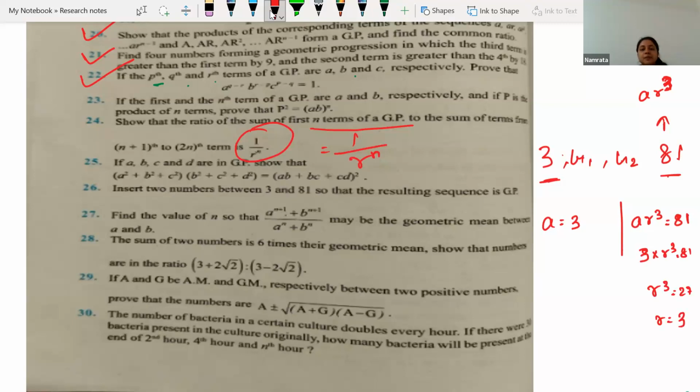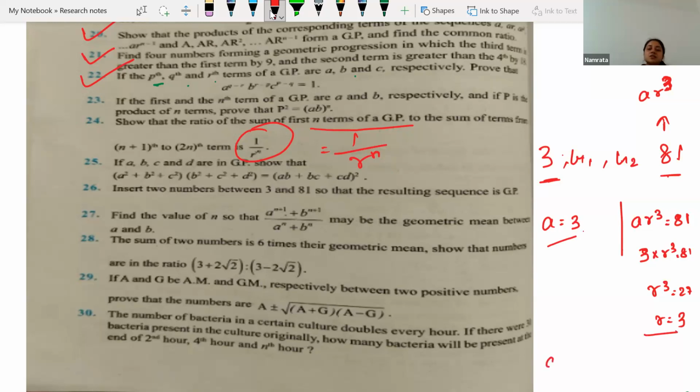Yes, ma'am. So we have inserted two numbers, G1 and G2, but we don't know what to take at that place. However, we can note down from here that the first term is 3 and the last term, or the fourth term, is also given. From there we get the R value. Once we know A and R, it is very simple to introduce two numbers over here.